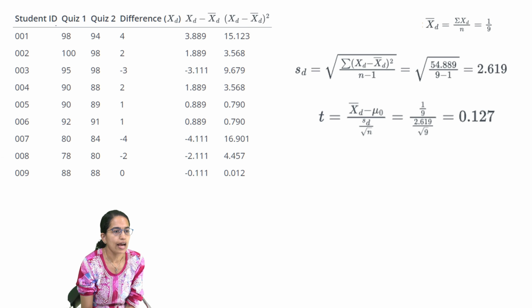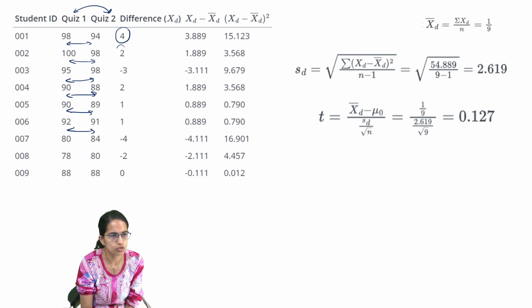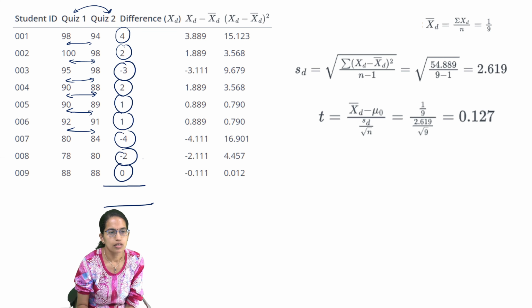Now, I have the scores of quiz 1 and quiz 2 conducted on the same students, and I have the data for 9 students. I calculated the scores. Now, how do you proceed? First of all, I find out the difference between the scores. Since it is paired data, I would find out first the difference. Then I would find out the mean of this difference. So I would add all these differences.